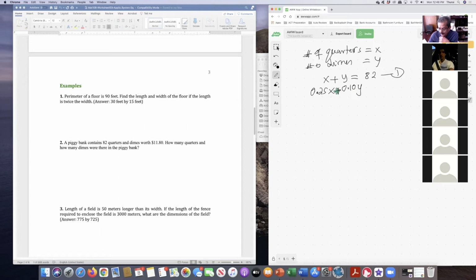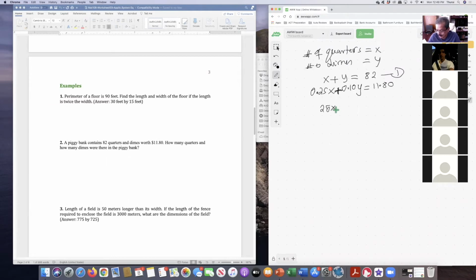So when I add them up, that's the total value of all the quarters and dimes, and that's equal to 11.80. I converted everything to dollars. You could have converted everything to cents if you like. So if I wanted to do that, then it'll be 25 cents is the value of each quarter. So if I write 25 times X, that's the value of the coin in cents. As long as you keep track of them and you keep the unit the same throughout, you'll be fine. So this will be correct if you convert them to cents.